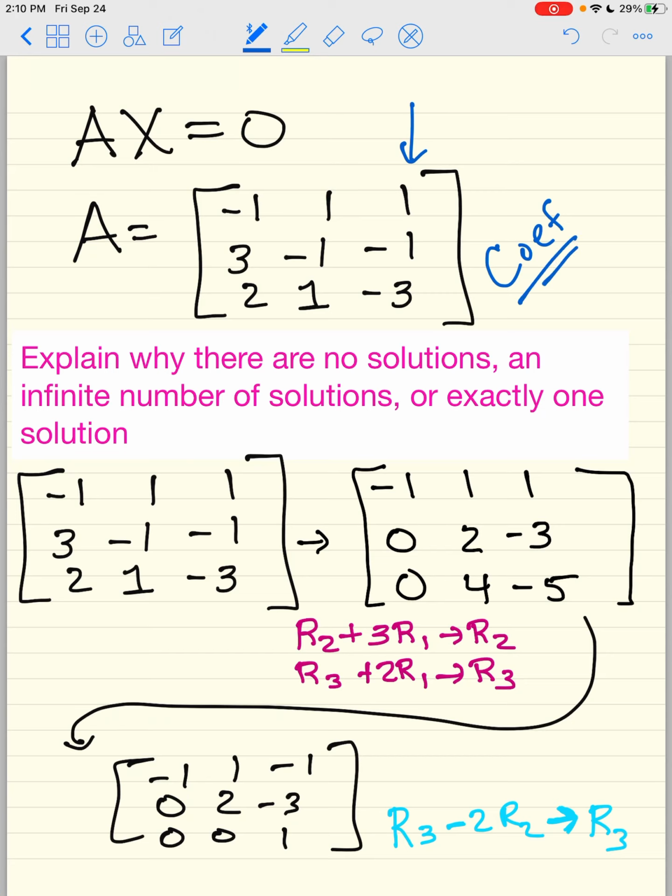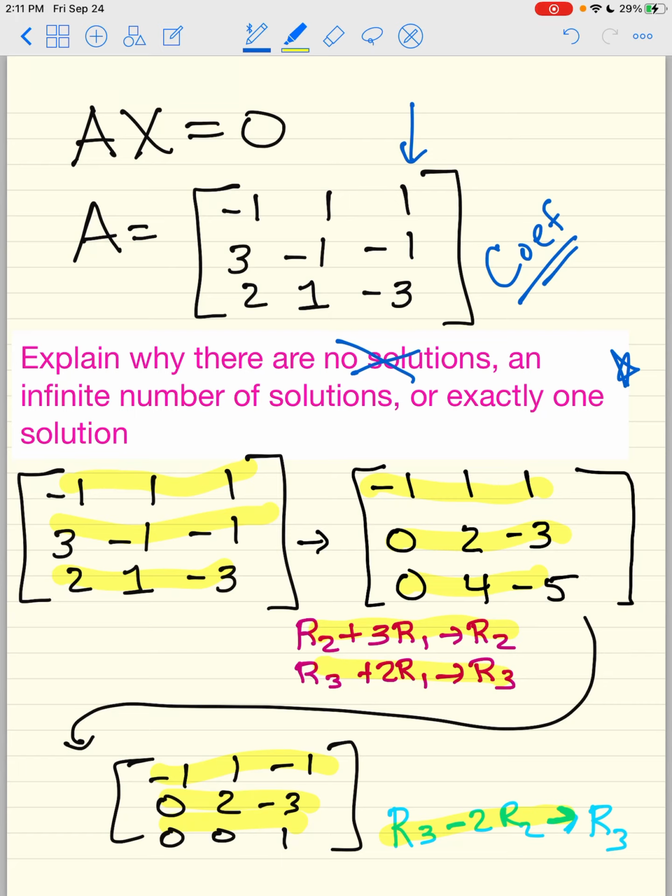Explain why there are no solutions, an infinite number of solutions, or exactly one solution. This is the question. And you guys should all say, wait, if this is a homogeneous system of linear equations, I'm going to cross out no solutions because I know there has to be at least one, which is the trivial. So what I did here, guys, was I took this here, okay, and you can confirm everything, and I row reduced as much as possible by doing these two operations, and then I did some more here by doing this operation, okay?